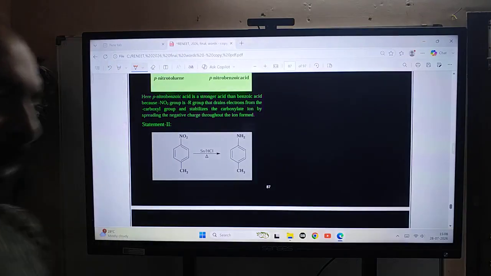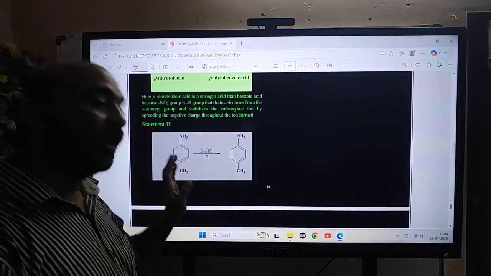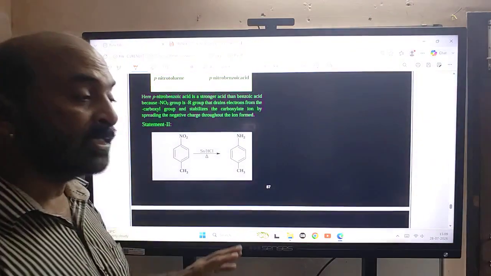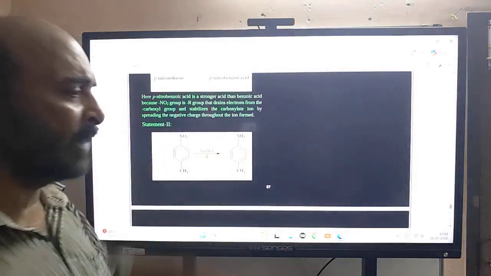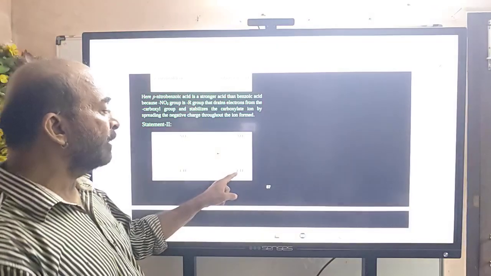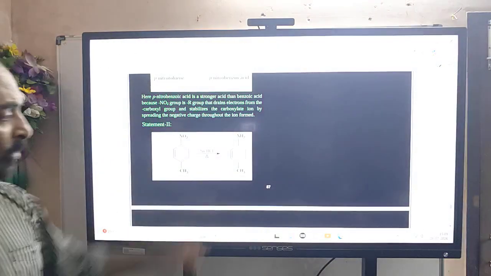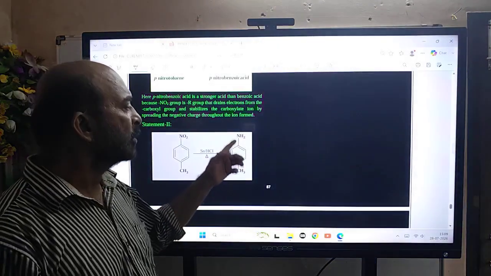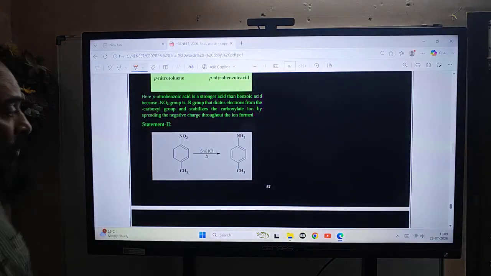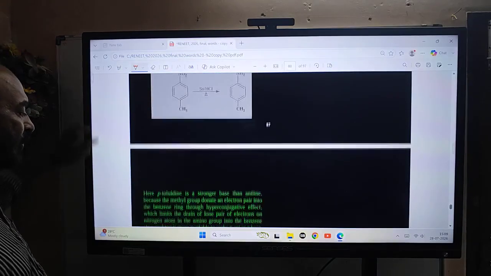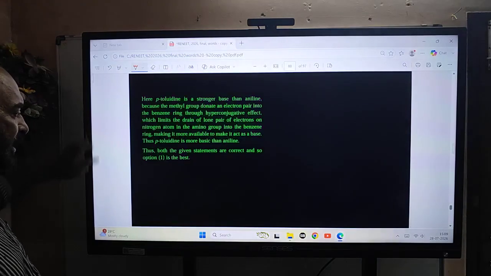So the methyl group can release electrons into the ring in 2 ways. Inductively it can release, but the inductive effect will be very weak since it is in the para position. But it can also hyperconjugate. We know that hyperconjugation is something like resonance. So more electron density will come to the amino group, making it more basic. So both the given statements are correct. So option 1 is the answer.